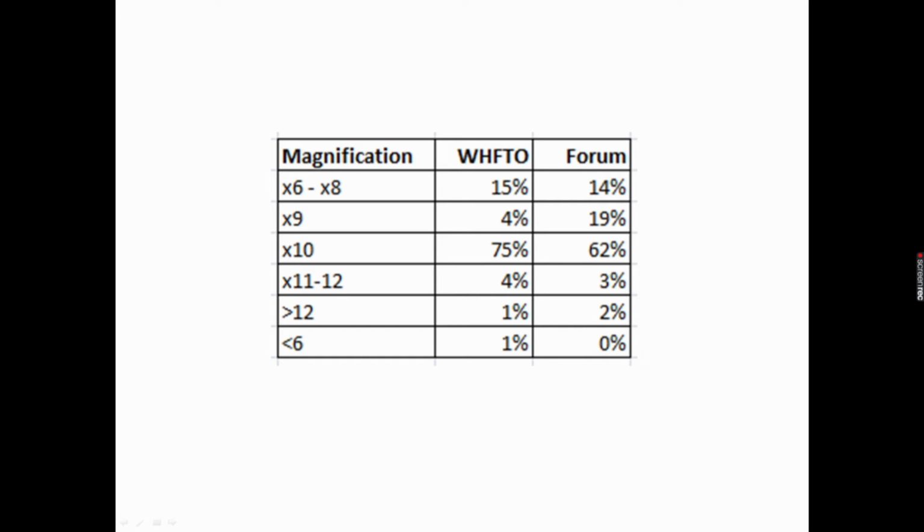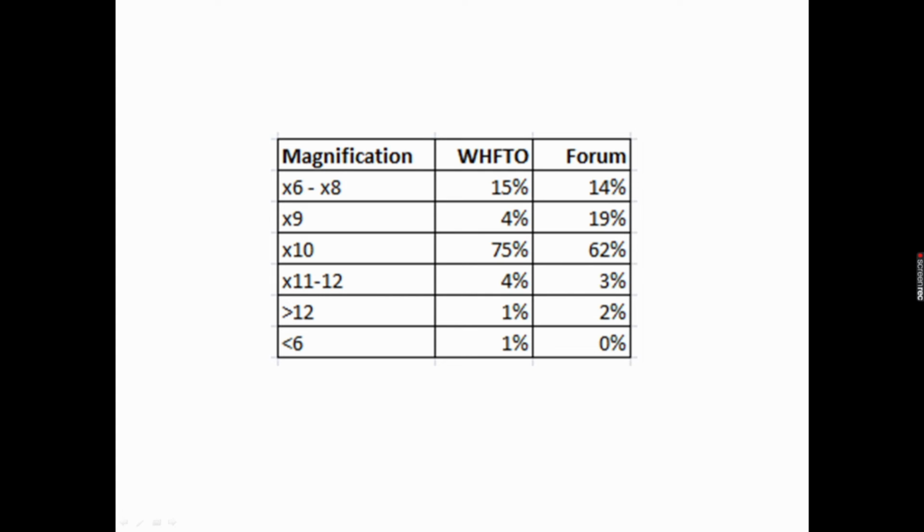So there's exactly 9 years difference between these findings. And when you go down and look at the columns and make comparisons, they're pretty similar really. Bit of a disparity between the 9 times. Obviously less, well, not obviously, but less people are using 9 times now than they were 9 years ago. But as you can see, 75% in one predominantly in the WHFTO, and 62% in the forum using 10 times. So it's probably, you know, pretty reliable space to start.